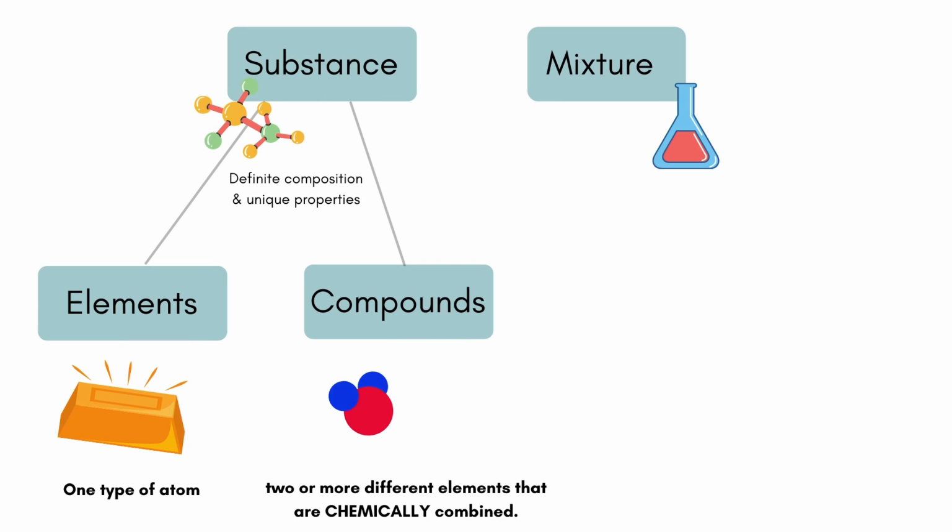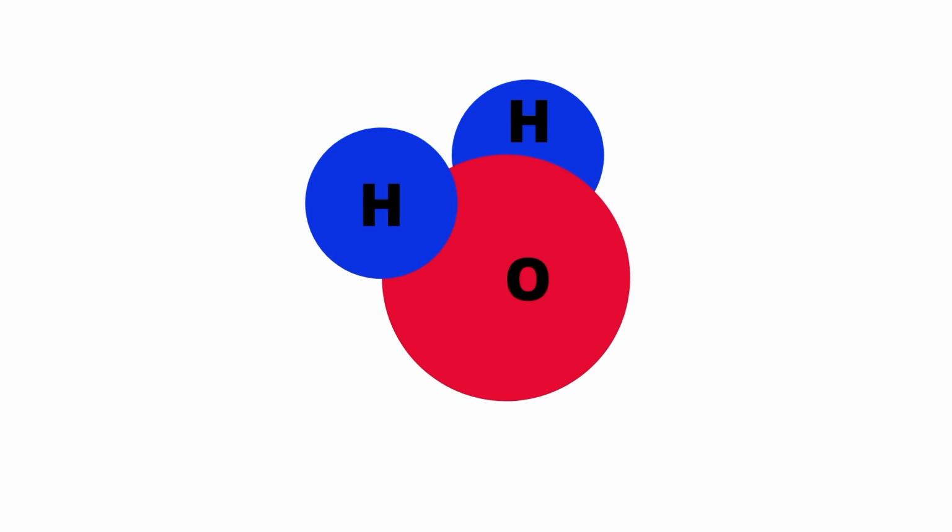Now let's talk about compounds. Compounds are any substance that are composed of two or more different elements that are chemically combined. What's interesting about compounds is that they have unique properties that are different from the individual elements that they're composed of. For example, let's take pure water. We know that water is a substance since it's only composed of one type of molecule, H2O.